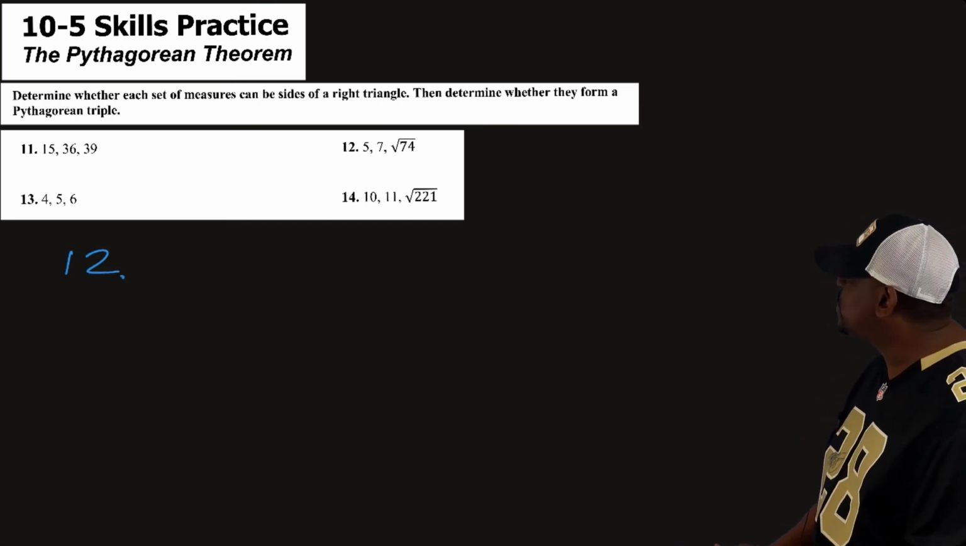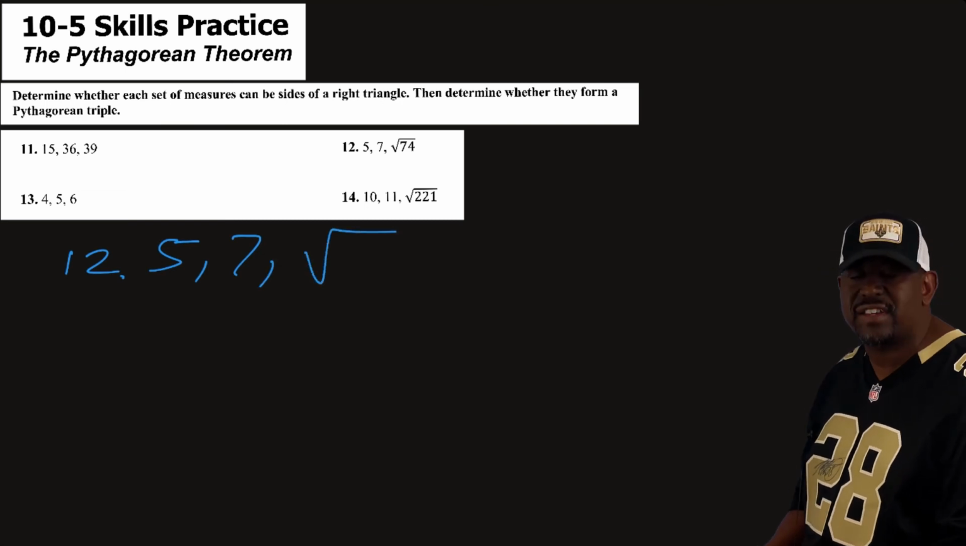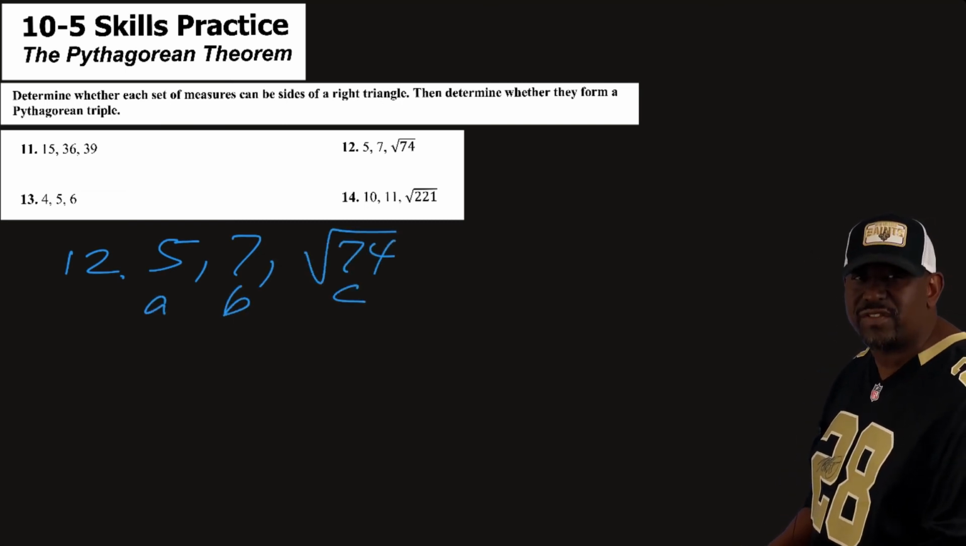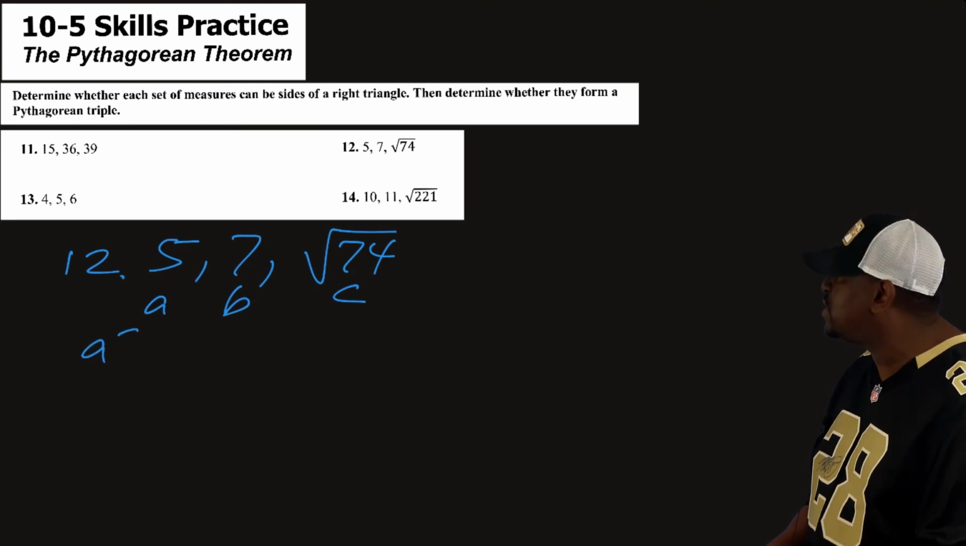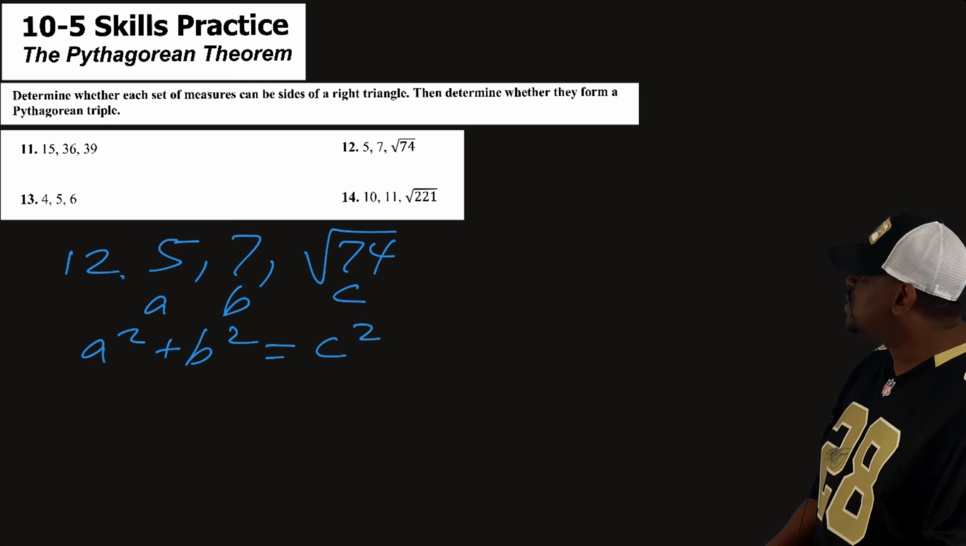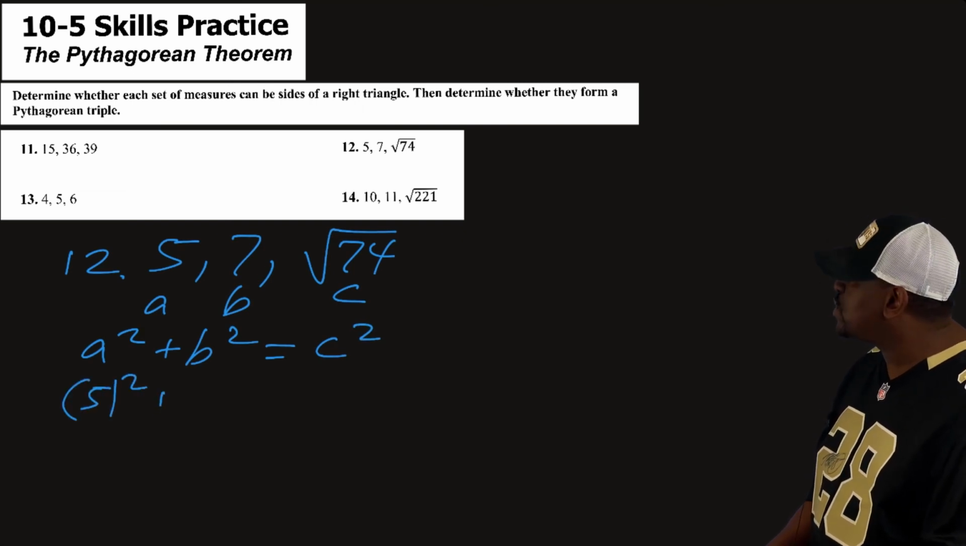Let's try 12. So 12 is a little different because not all three of these sides are integers. We have 5, 7, and the square root of 74. The square root of 74 is not an integer. So maybe this will be the type of example we're looking for. So again, we write the Pythagorean theorem. We label the shorter side A, the middle side B, and the longest side is C.